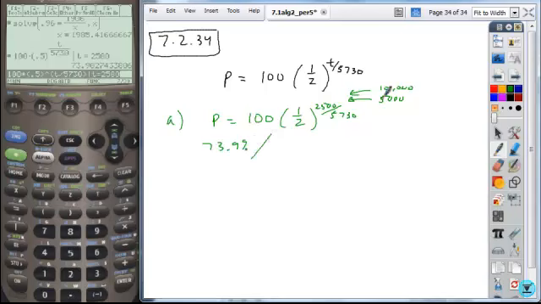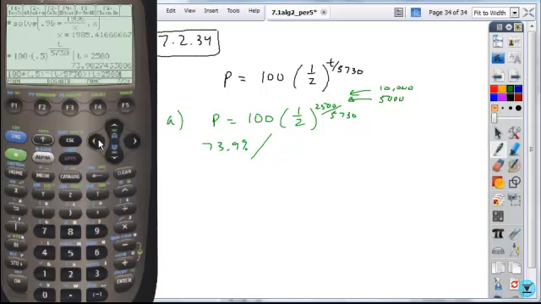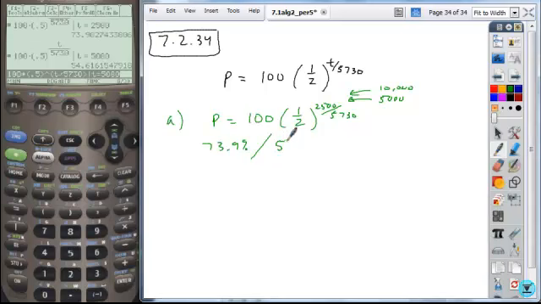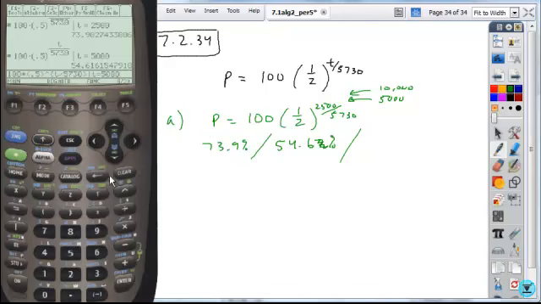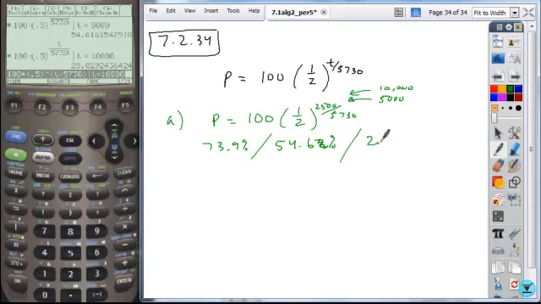And now I'm going to use my 5,000. All I need to do for that is take away the 2, put an extra 0 on there, and hit enter. So I get about 54.62%. And then for my 10,000, again, I'm just going to change the 5 to a 10, hit enter, and I get 29.8%. Okay, so there's part A.